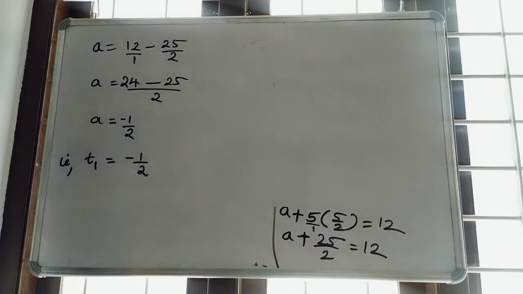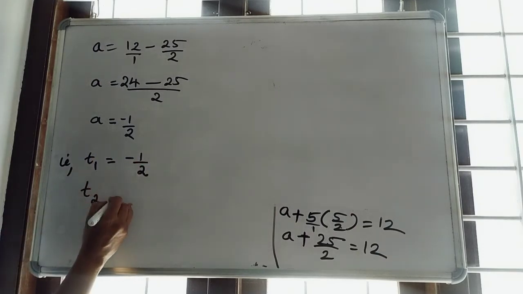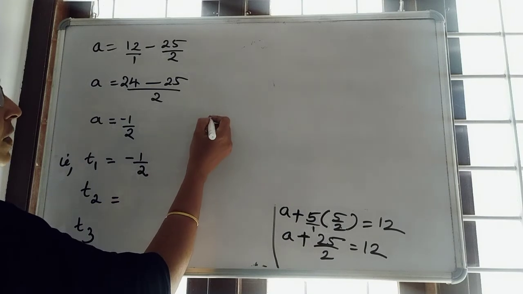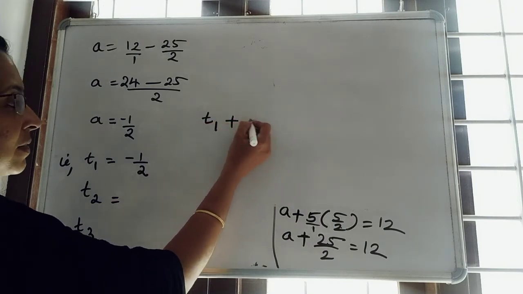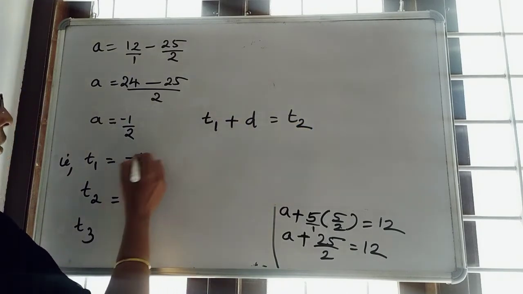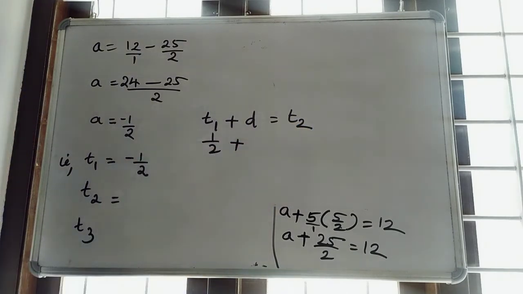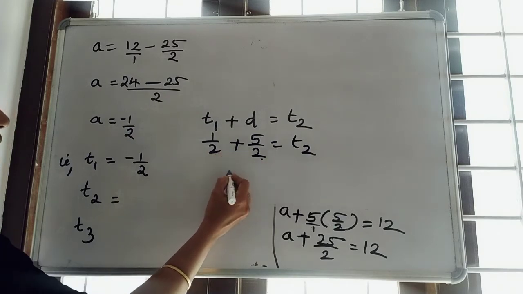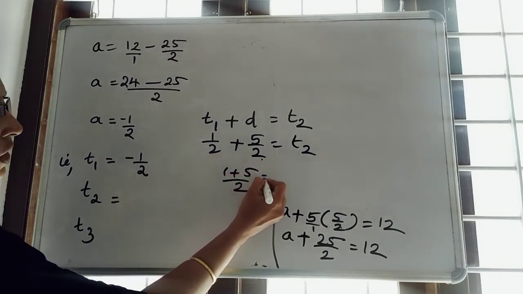We want to find the 3 terms. That means T2 we want to find out, and T3 also. So how can we find T2? The second term is the first term T1 plus d. T1 is negative 1 by 2 plus the common difference. What did we get as the common difference? We got 5 by 2. So negative 1 by 2 plus 5 by 2 is equal to T2.